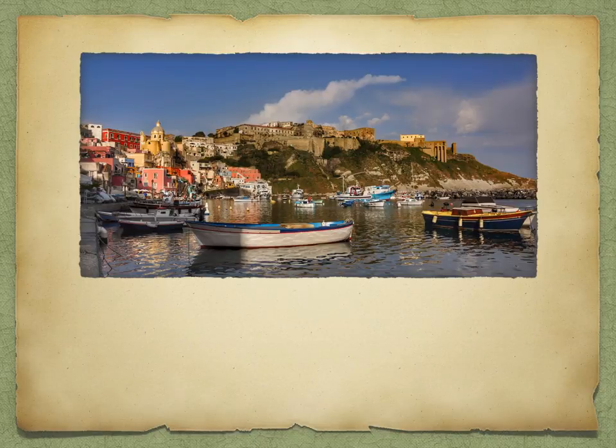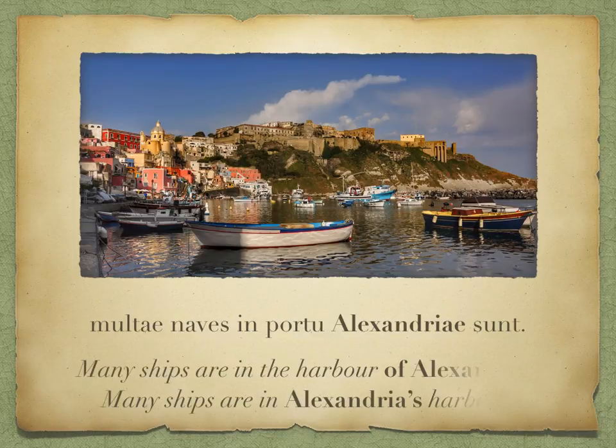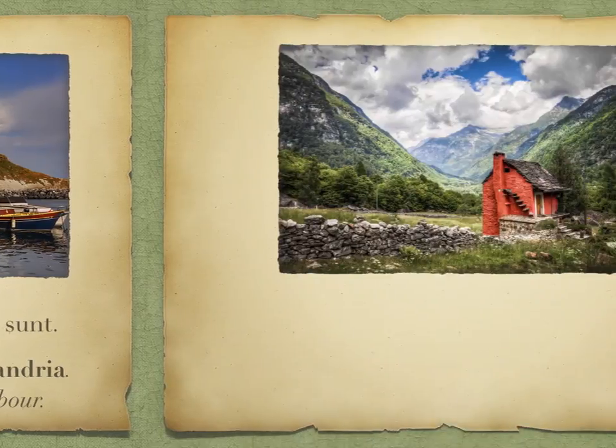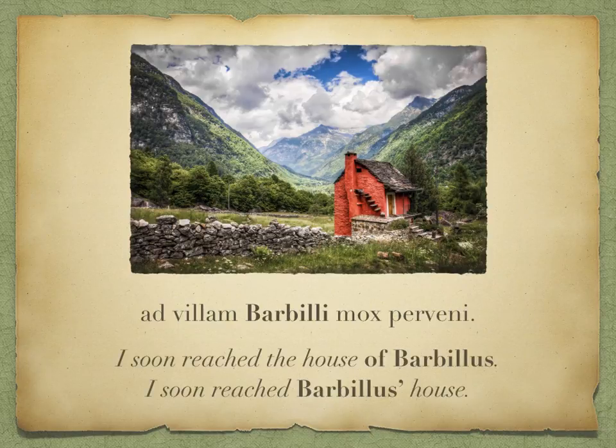So if we look at this first example here, multae naves in portu Alexandriae sunt. Okay, Alexandriae is in the genitive case. So we can translate this two different ways. Either many ships are in the harbour of Alexandria, or many ships are in Alexandria's harbour. Another example, ad vilam Babili mox perveni. Babili is in the genitive case because the house belongs to him. So we can translate this either I soon reached the house of Babilis or Babilis's house.